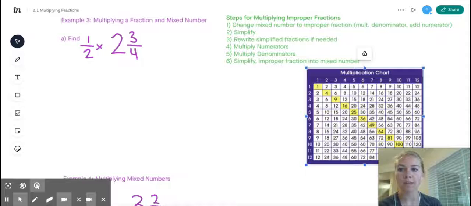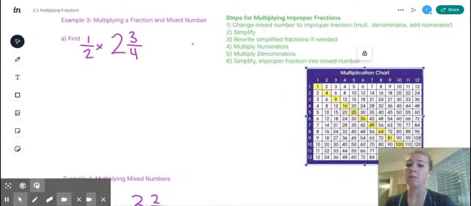All right, let's go over example 3, multiplying a fraction and a mixed number. Okay, so we need to find 1/2 times 2 3/4. So this 2 3/4, that is a mixed number. Remember that a mixed number is a whole number and a fraction. So our whole number in this case is 2, with the fraction being 3/4.